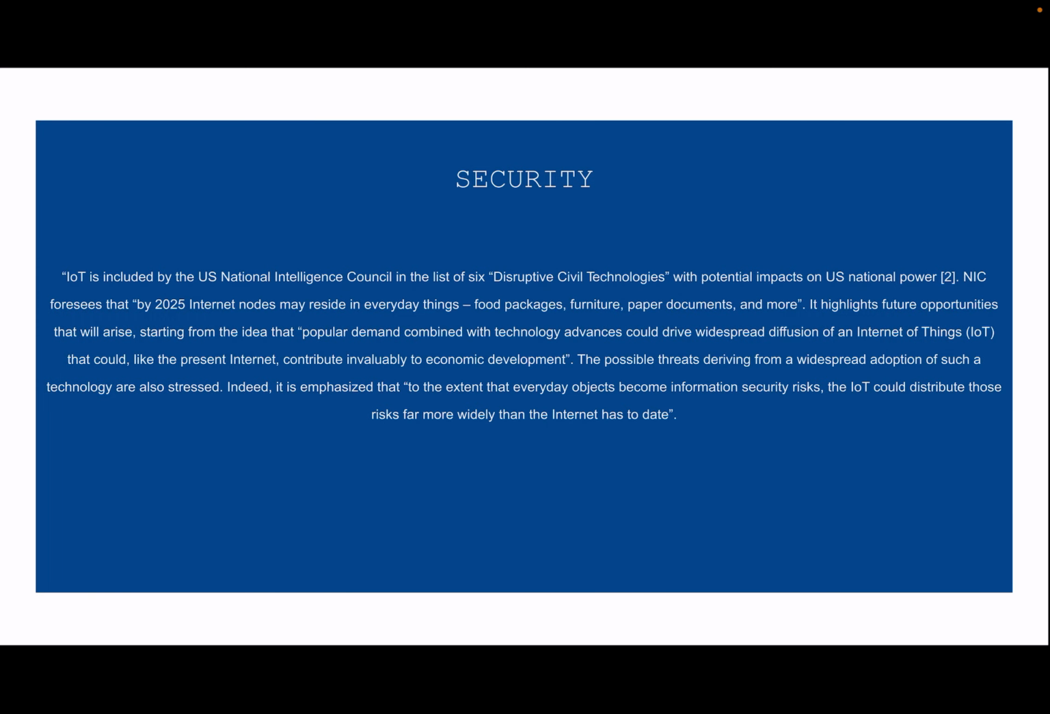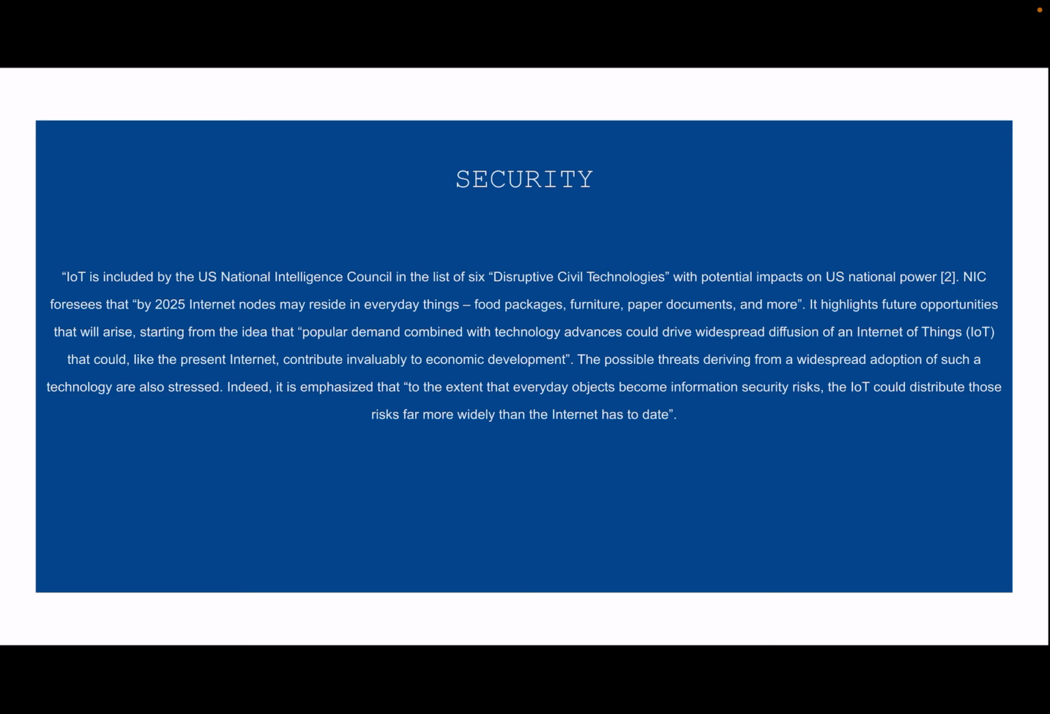This next section has the most research attached and is the biggest challenge to the IoT network system. The biggest concern will be a security breach. No matter the abilities of the device, any breach of security is problematic. IoT is included by the U.S. National Intelligence Council in the list of 6 disruptive civil technologies with potential impacts on U.S.